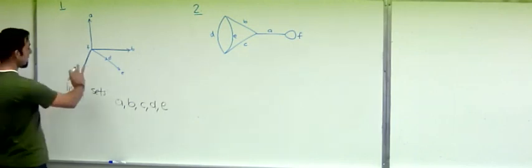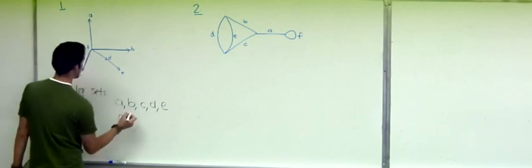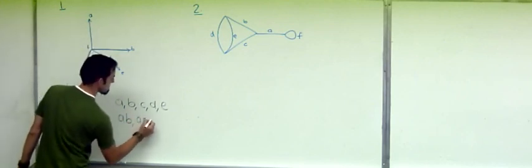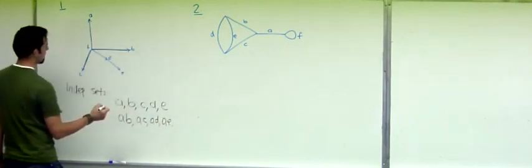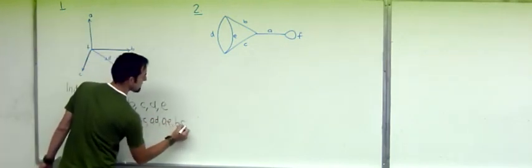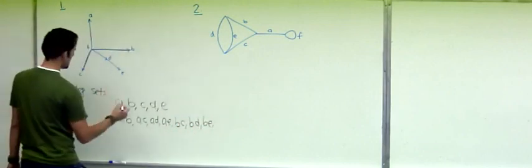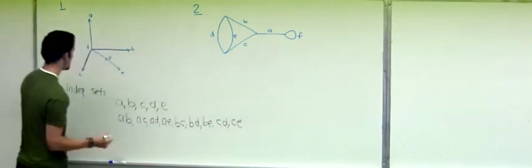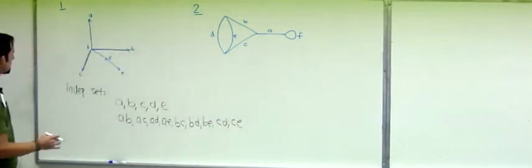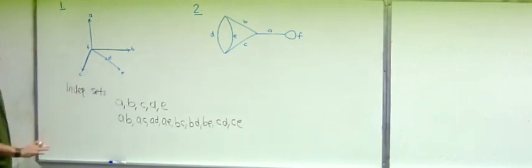The second thing are the pairs. So AB, AC, AD, AE, BC, BD, BE, CD, CE, and DE is not in there. And nothing involving F should be there.